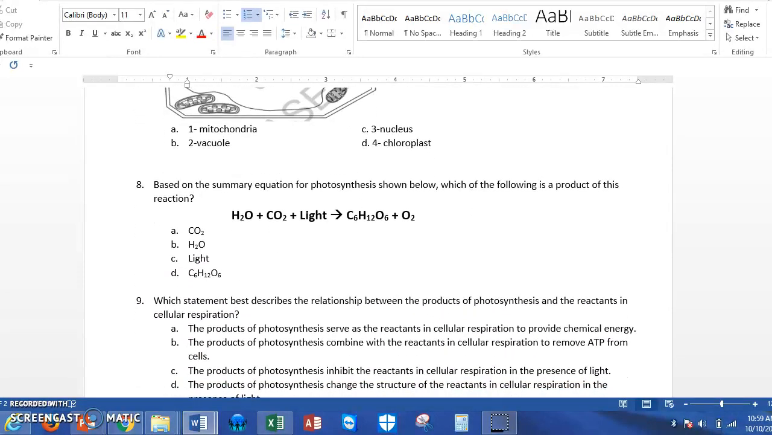Number 8. Based on the summary equation for photosynthesis shown below, which of the following is a product of this reaction? H2O plus CO2 plus light yields C6H12O6 plus O2. A. CO2. B. H2O. C. Light. Or D. C6H12O6.